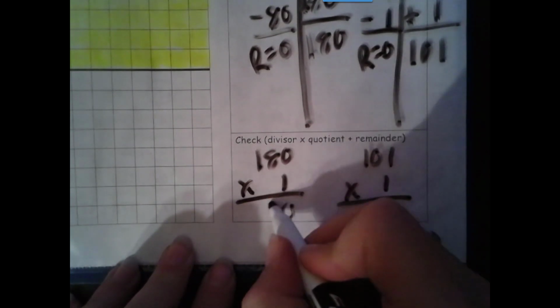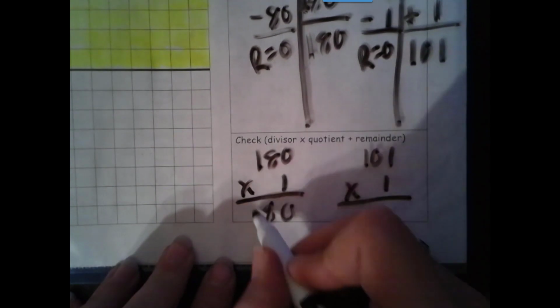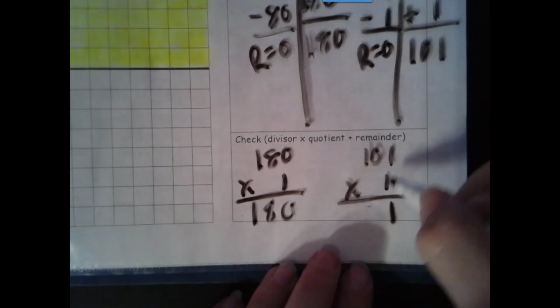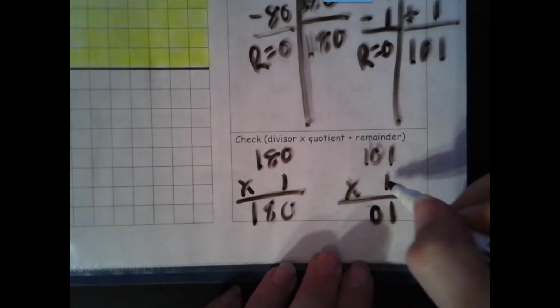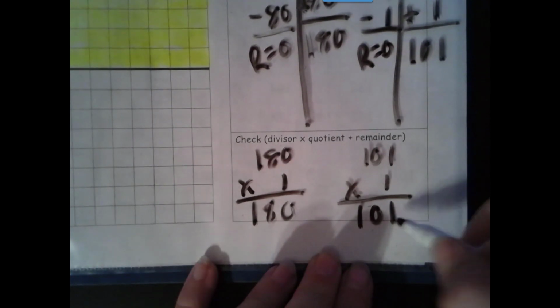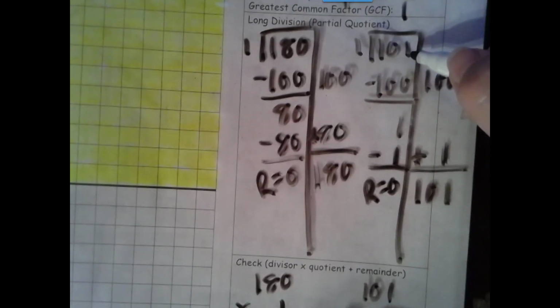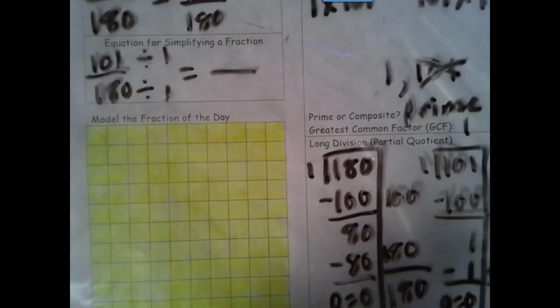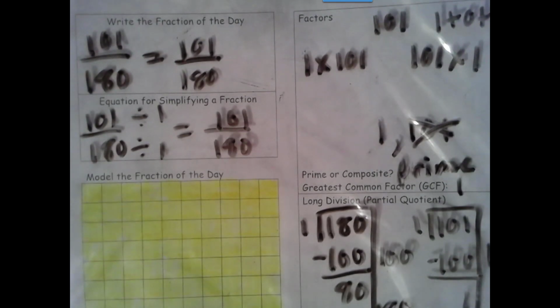One group of 8 tenths is 8 tenths. One group of 100 is 100. One group of 1 is 1. One group of 0 is 0. One group of 100 is 100. 101, that matches our dividend up here, so that checks. 180, that matches our dividend up here, so that checks. So our fraction is definitely 101 out of 180. That is the simplest form, or the equivalent fraction in lowest terms.